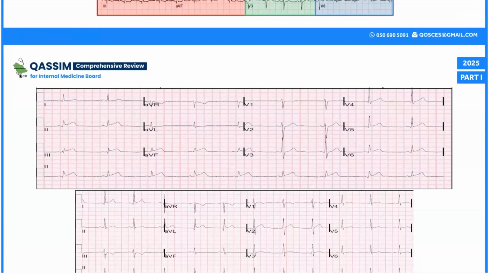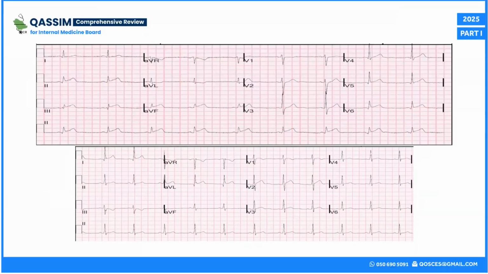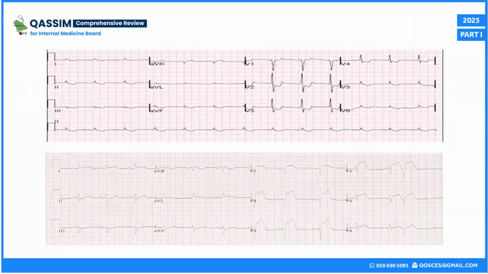So these are ECGs that show ST segment elevation in the inferior leads with reciprocal changes on the anterior leads, especially leads V3 and V2. Also, the second ECG below shows a lateral ST segment elevation with reciprocal changes. This shows the exact same thing but more prominent.